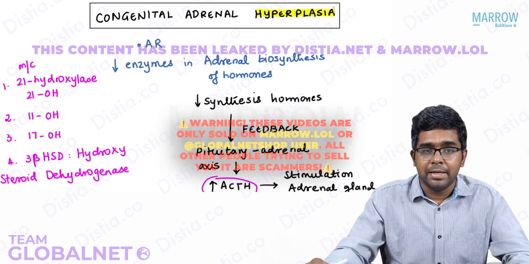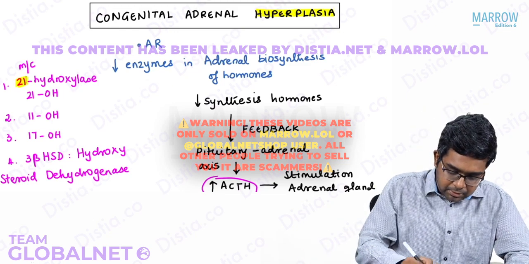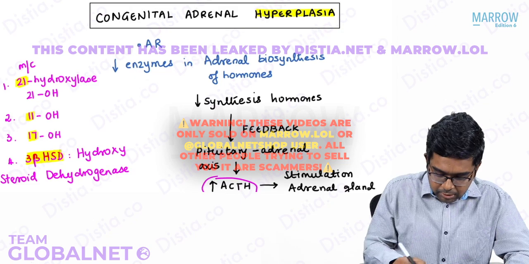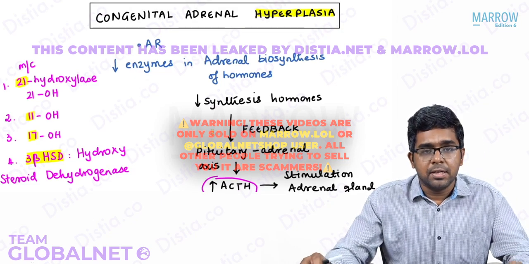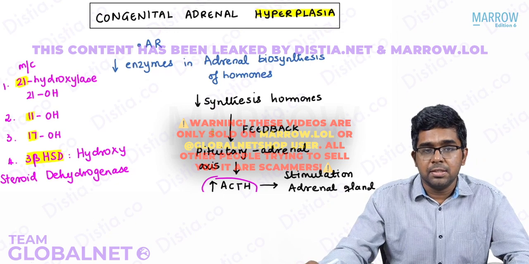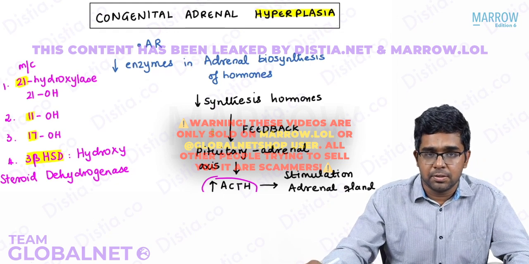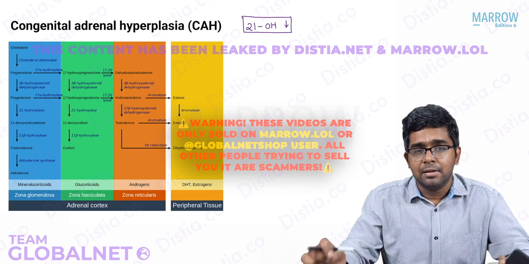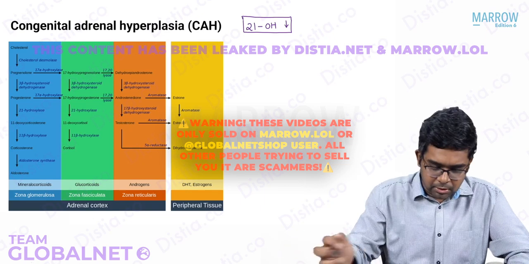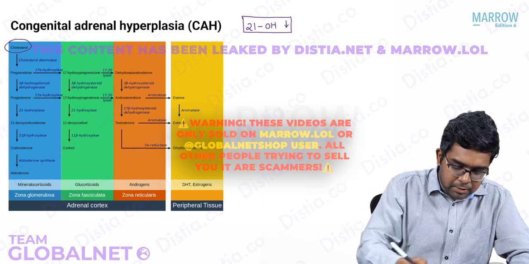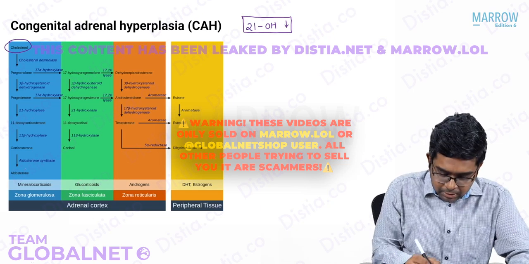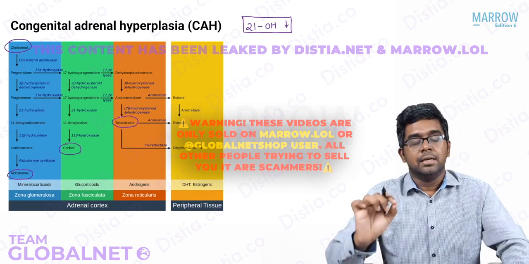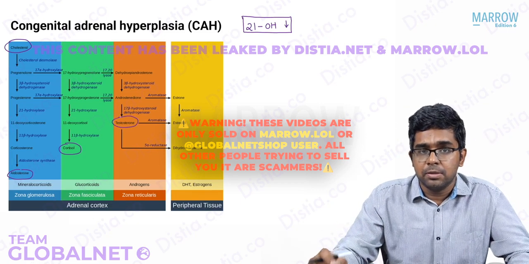Now, let us look in detail about the different enzyme deficiencies: 21, 11, 17 and 3-beta-hydroxysteroid dehydrogenase deficiencies. Starting with the discussion of the most common enzyme deficiency, that is 21-hydroxylase deficiency. This is a picture depicting the detailed steps of adrenal gland biosynthesis of steroids. You can see the starting point is the cholesterol and the final hormones which are produced are aldosterone, cortisol, and testosterone. These are the main adrenal steroids which are produced.